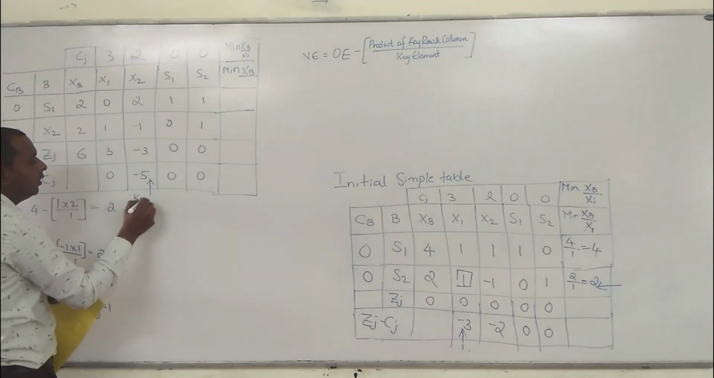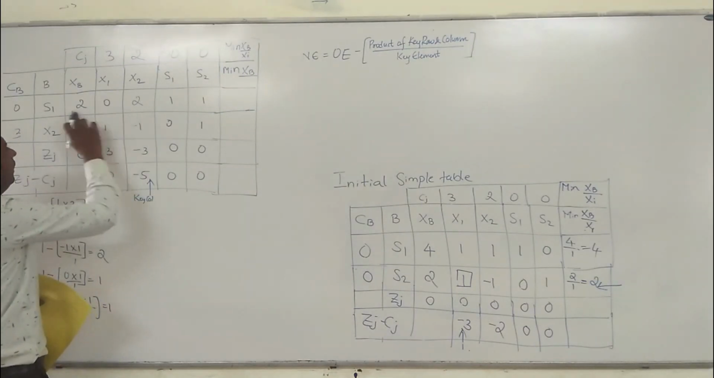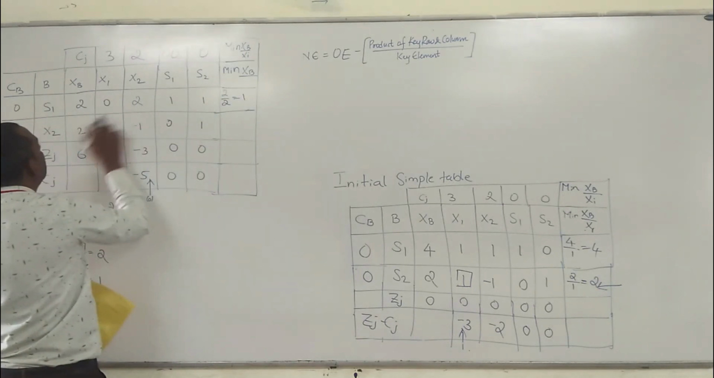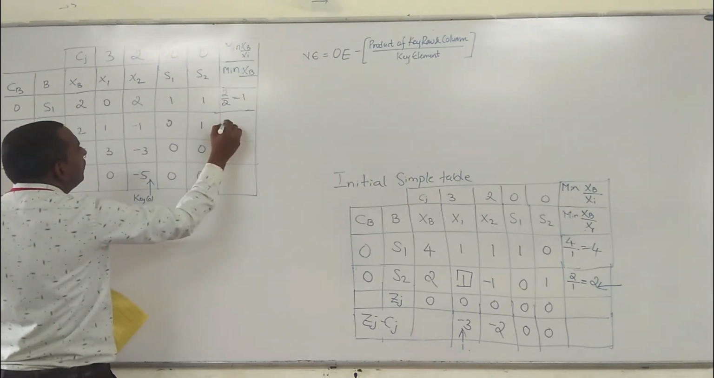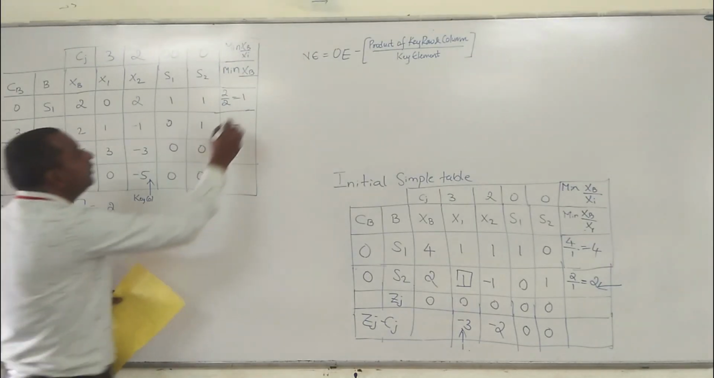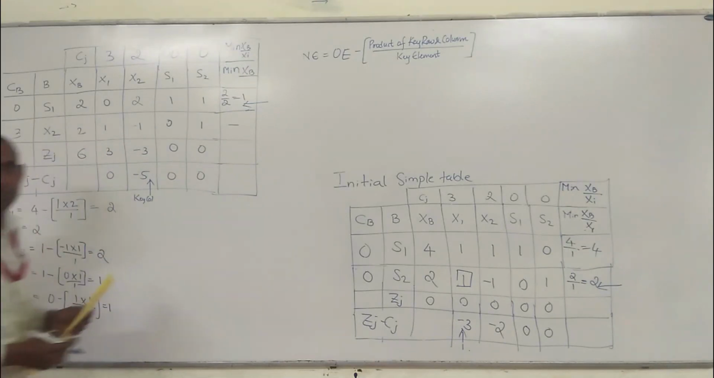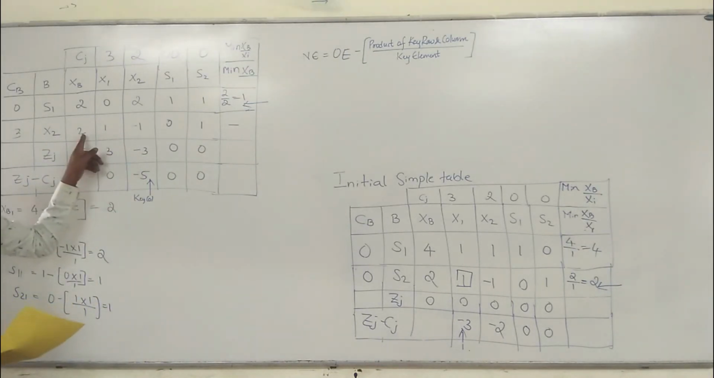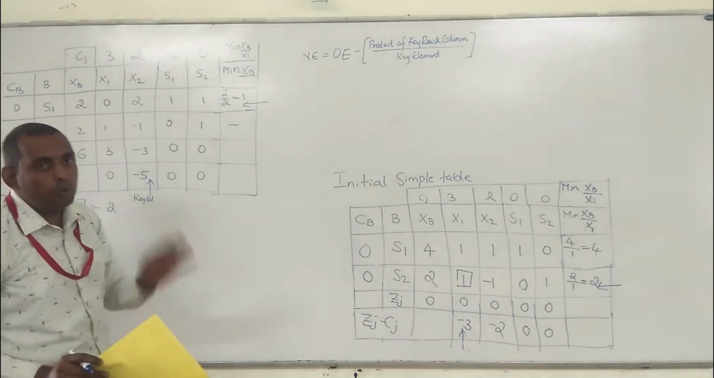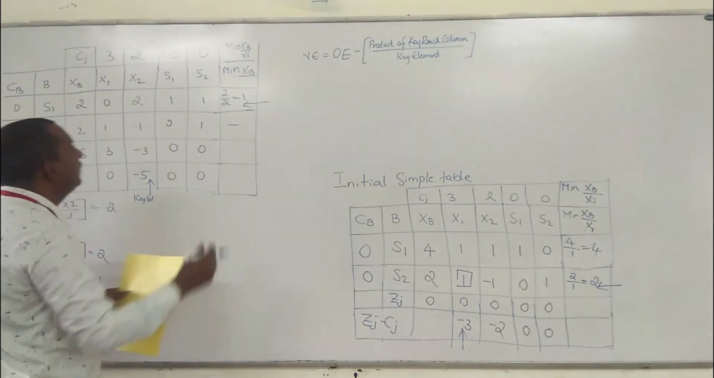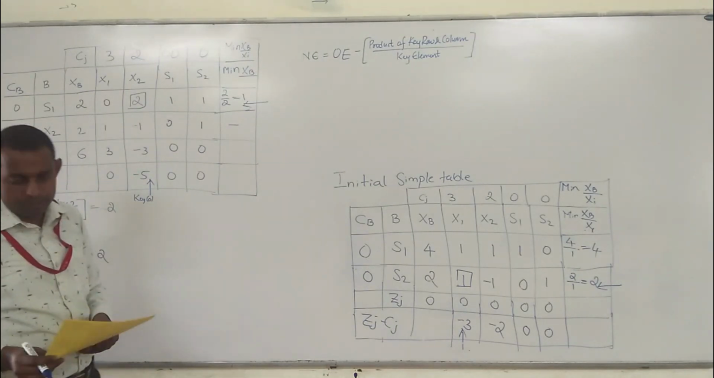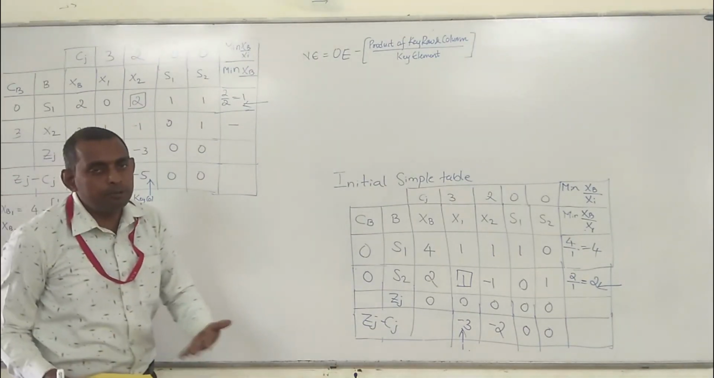Key column. Then it is 2 upon 2, that is equal to 1. Then negative values are excluded. So we don't take any negative values. So this becomes the entering variable. So it is 2 upon minus 1. Negative values are not taken here. Only positive values are taken. So this enters the basis. So this is what? Key element. Fine. The next table will be explained next.